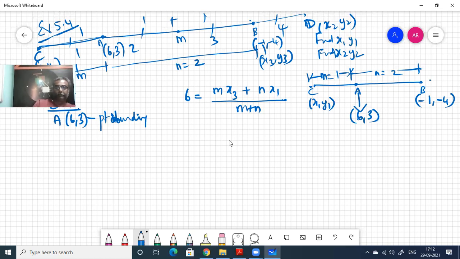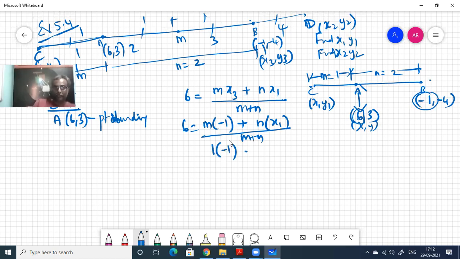What is A? A is 6 comma 3. So 6 is equal to m into x3, x3 is this one, so m into minus 1 plus n into x1, x1 we don't know, divided by m plus n. Now m is 1, so 1 into minus 1. N is 2, so 2 into x1, divided by again 1 plus 2.